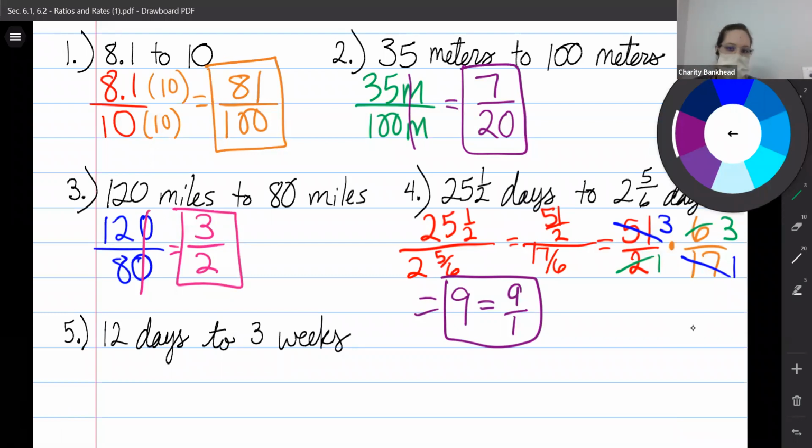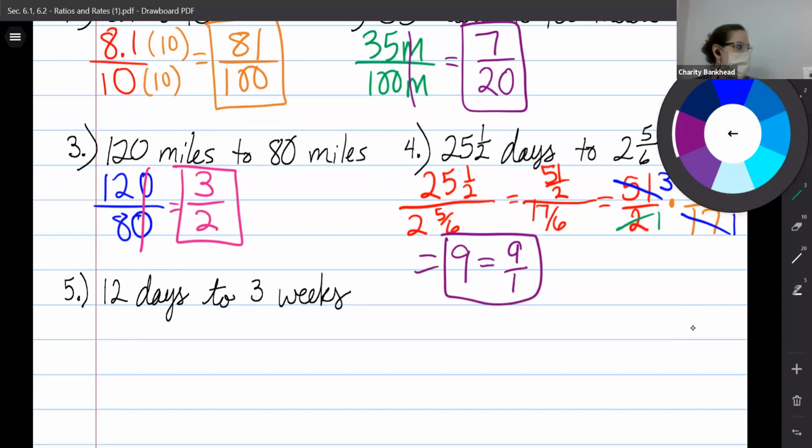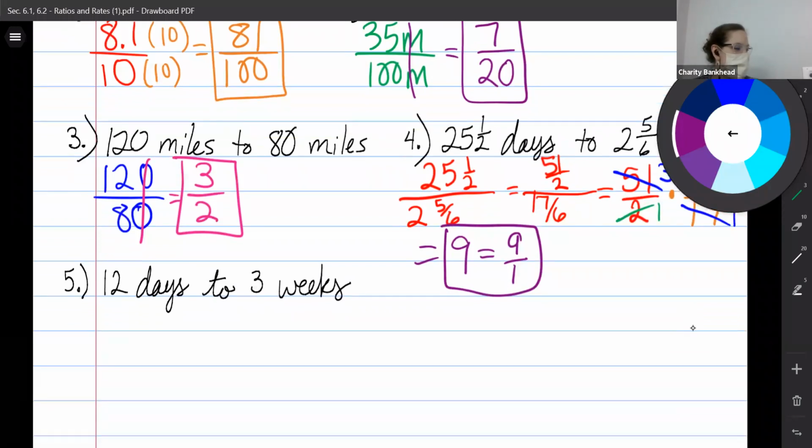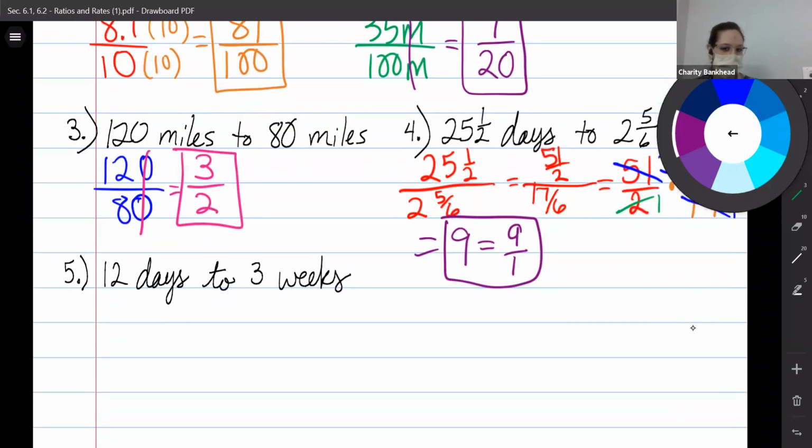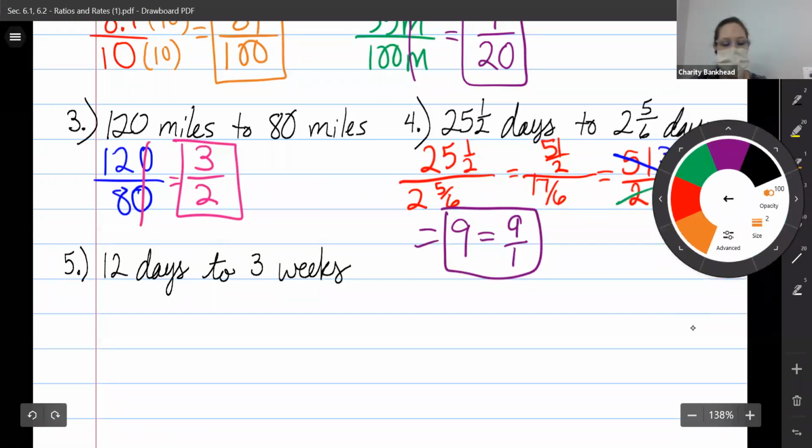All right, number 5, 12 days to 3 weeks. So we want to convert these into the same units. It doesn't matter which units you want to use because they're just going to cancel out anyway, but they just have to be the same units. So I think it's easier to just, I know there's 7 days in a week, so I can just multiply 3 times 7. So 3 weeks is the same as 21 days. So that seems easier.